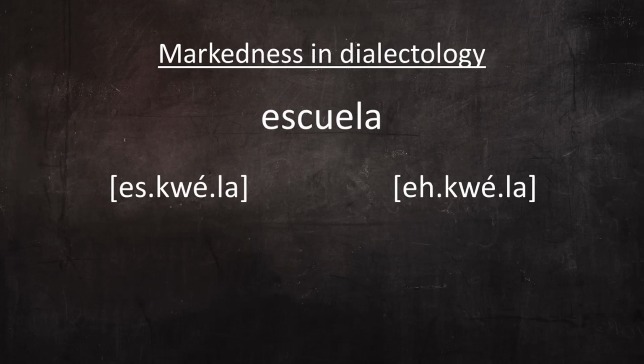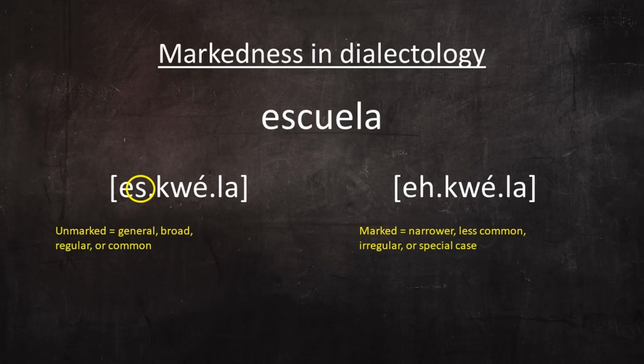Of the two pronunciations, I think that most of us intuitively understand that the unmarked version, the version that's general, broad, regular, or common, is the one in which the S is pronounced, while the marked version, the one that's narrower, less common, irregular, or special case, is the one in which the S is reduced. But are there ways of actually demonstrating that that's true? Yes, there are. Several, in fact.